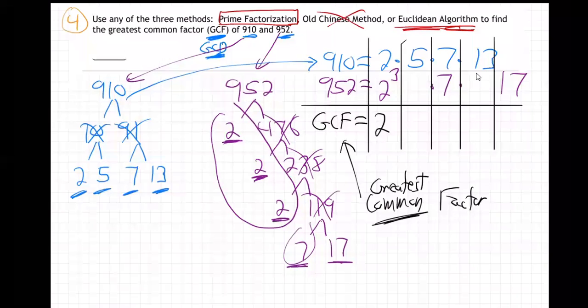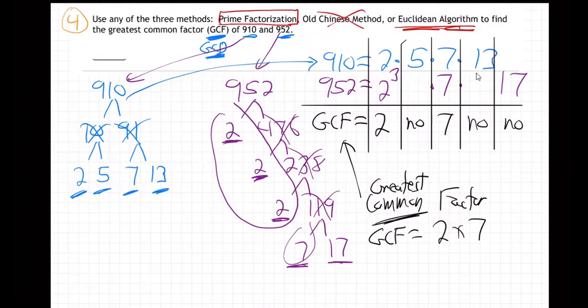When it comes to the fives, how many do they have in common? How many do they share? How many do they both have? Zero. Yeah, none, huh? None here. And when it comes to sevens, they have one 7. They don't have any 13s or 17s in common. Exactly. So the greatest common factor is all about what they have in common. So what does it equal then? The GCF then is 2 times 7. You multiply those together, which is 14. And there it is. We're done. The GCF is 14.